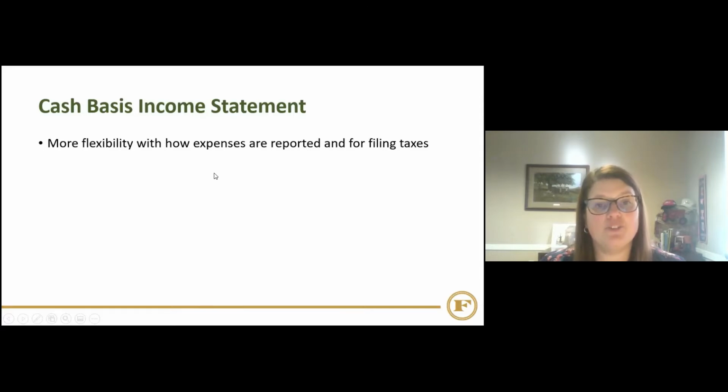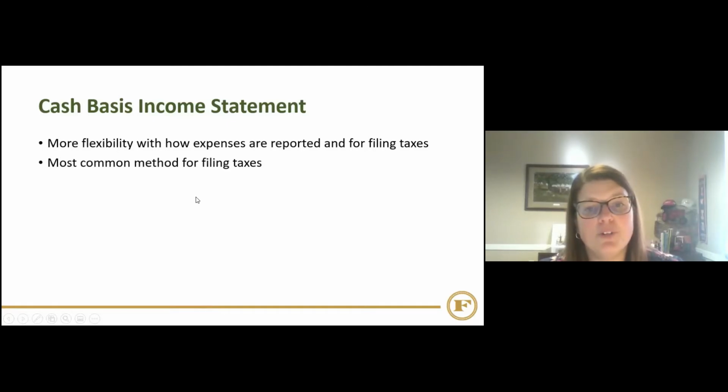Cash basis allows more flexibility with how income and expenses are recorded, which allows more flexibility for tax planning. For taxes, you can't switch back and forth between accrual and cash basis filing. You have to choose one, and that's the method you use every year. But when reviewing and making decisions for your own farm, I recommend using both. We use both on our farm operation, because there are benefits and drawbacks to each one, and they tend to complement each other very well. As I mentioned, this is the most common method that people will use for filing taxes.